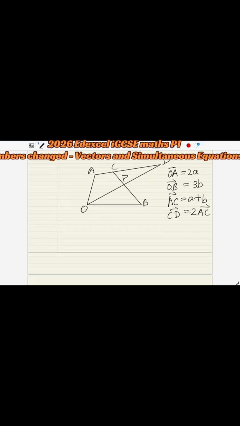As you can see, the given conditions are OA is 2a, OB is 3b, and AC is a plus b, and CD is 2AC. So the first thing we can derive is CD is 2a plus 2b. What do we need to find? It's OP, the ratio between OP and PD. We need to find out what that result is.